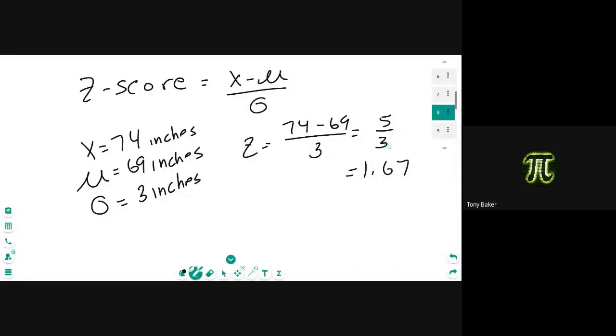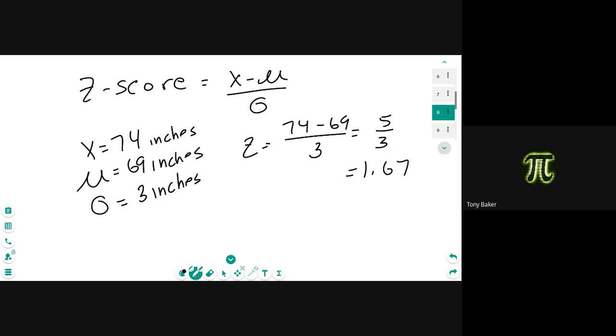How would this come out to be 0? Your mean has to be the exact number you're looking for, right? The only way for this to be 0 is that the top has to be 0, correct? Which means these numbers have to be the same. So if you're looking at your mean, that's 0. That's 0 standard deviations away from the mean. Okay? All right, so we're there.